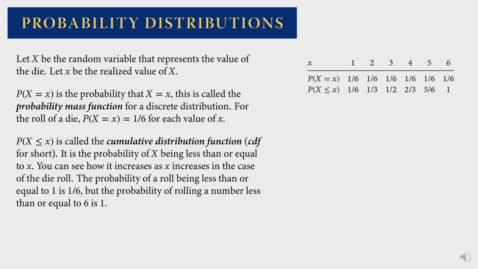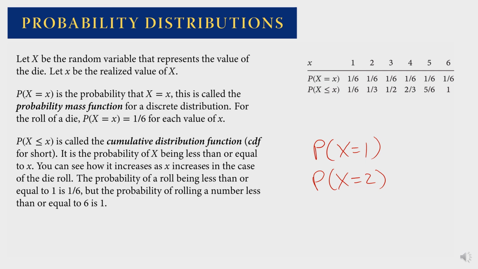Let big X be the random variable that represents the value of the die. Let little x be the realized value. Our notation will be P(X = 1) when we mean the probability that the die roll equals 1, and P(X = 2) for the probability that the value of the die is 2, and so on.